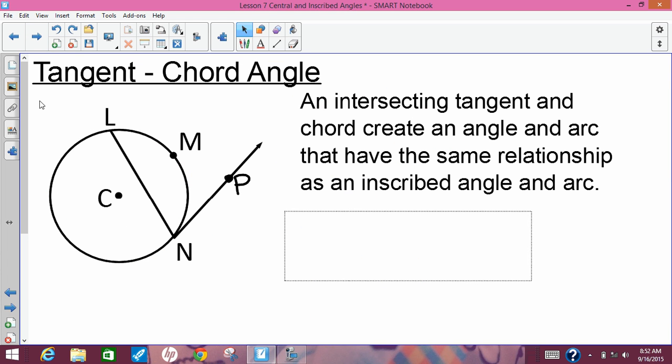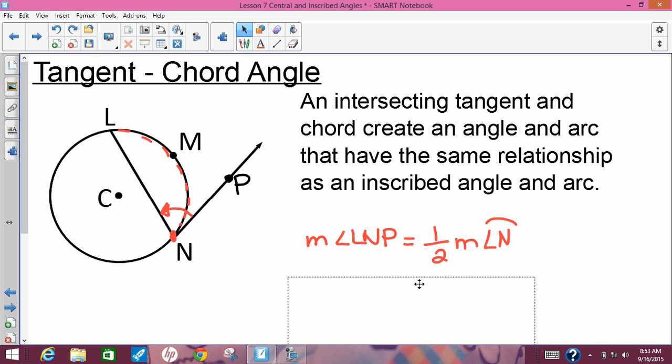If we have a tangent line and a chord that intersect at a point on the circle, right here where they're intersecting, we have a special relationship. This is a special case, and the relationship is very similar to an inscribed angle. We have an angle formed here, LNP, and it corresponds to this arc, and their measures are related the same way as an inscribed angle and its arc. So the angle formed is equal to half of the arc.